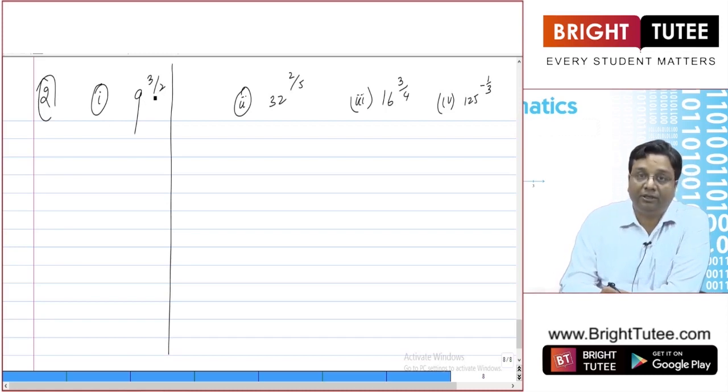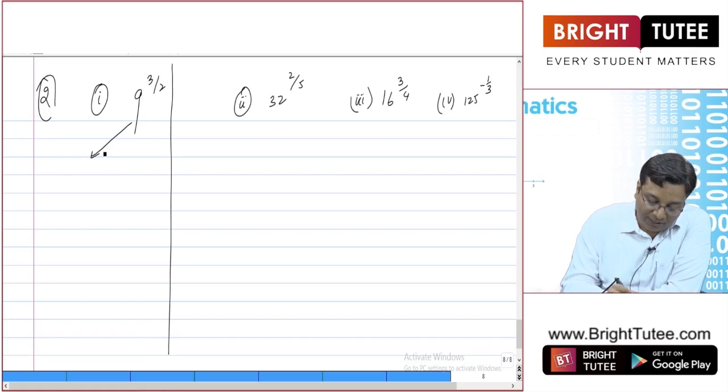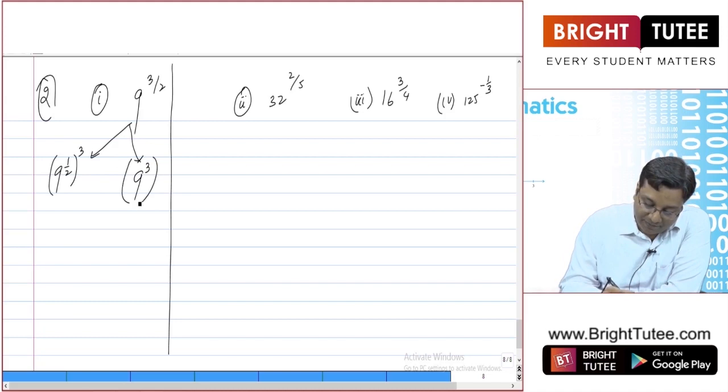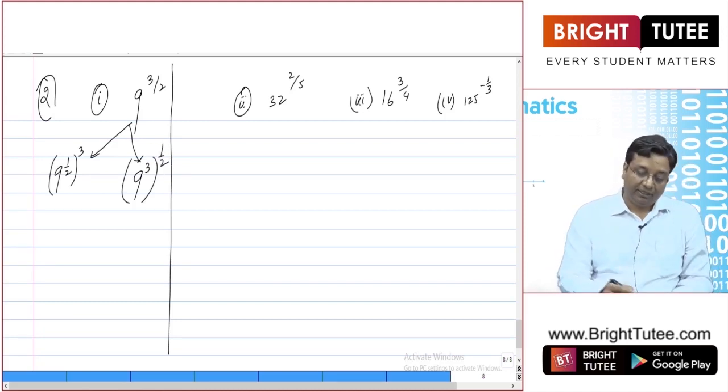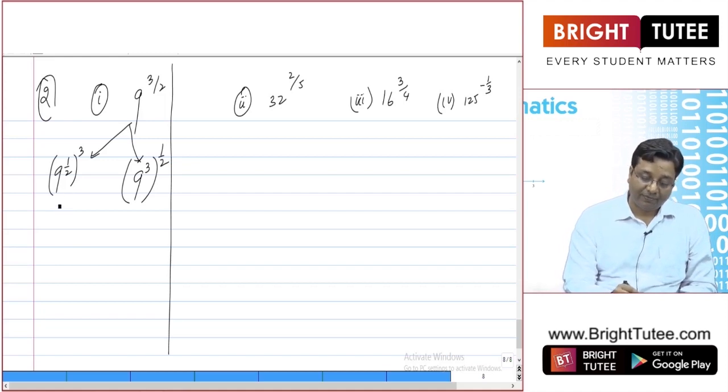9 raised to power 3 by 2. It can be seen in two ways: that square root of 9 is raised to third power, or you can think about this like that cube of 9 is raised to 1 by 2, right? So which one will be easier?